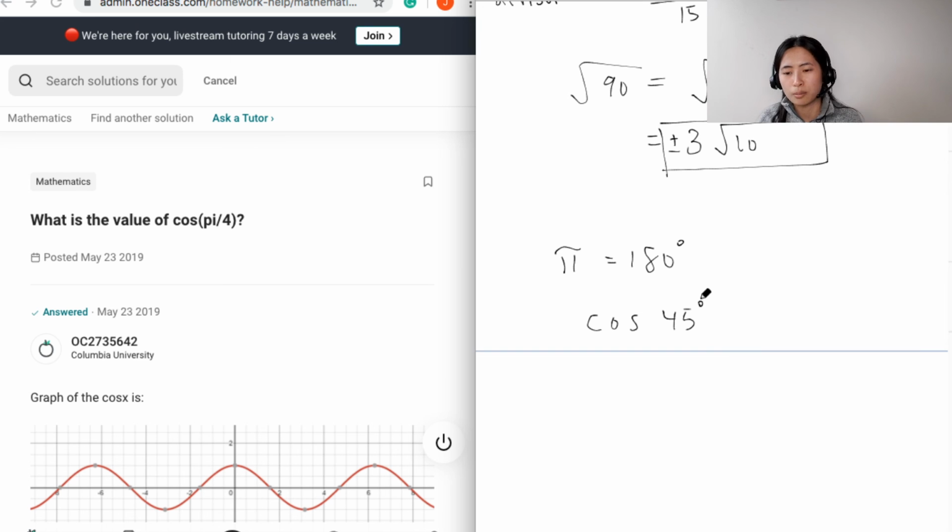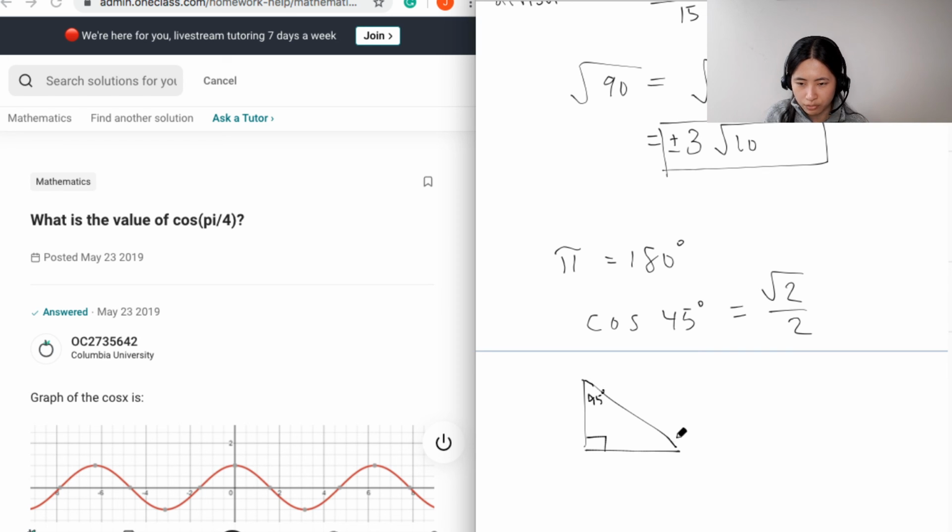And we know right off the bat, cosine 45 degrees is square root of 2 over 2, right? Just to double check. Yeah, it is square root of 2 over 2. So if this is square root of 2 over 2, how do I know that? Well, if you recall, we have the 45, 45, 90 special triangles that we have. Okay, so if this is 45 degrees or pi over 4, this must be 45 degrees as well, right?